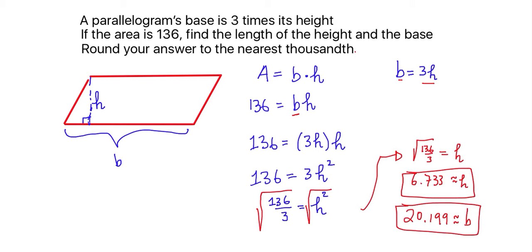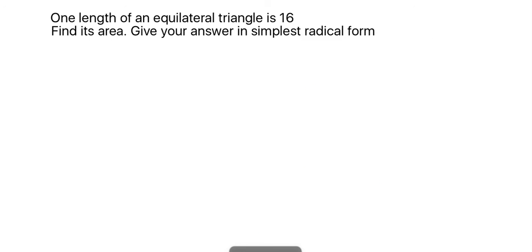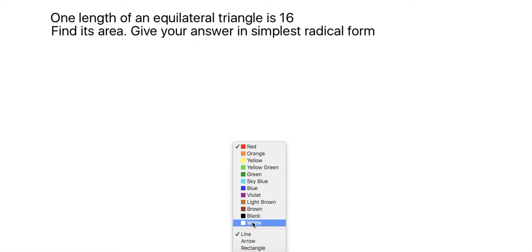Now we will continue with yet another example, but a slightly more complicated one. So here we have an equilateral triangle. One length of an equilateral triangle is 16. Find its area. Okay. So this will be a little bit trickier.